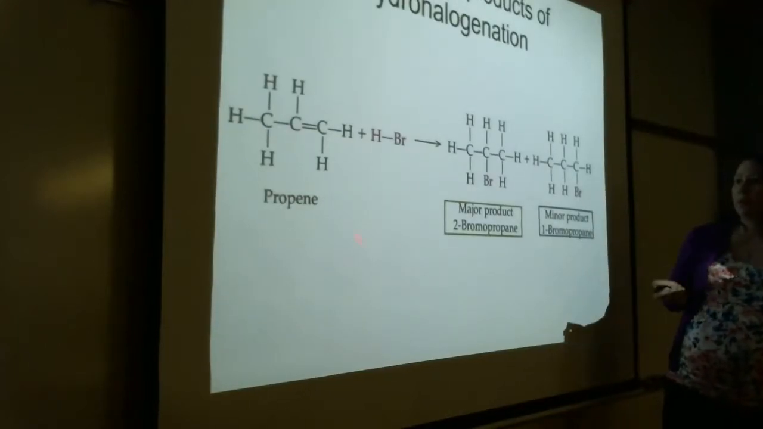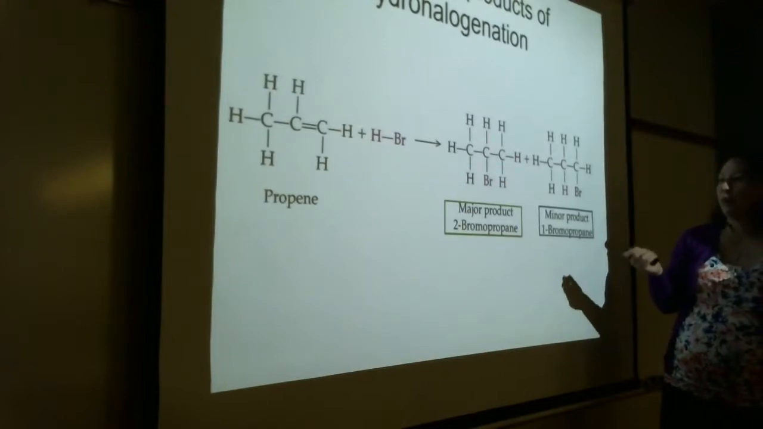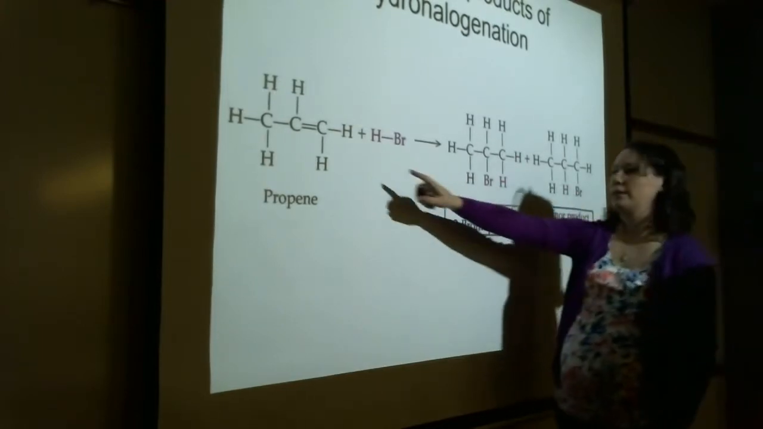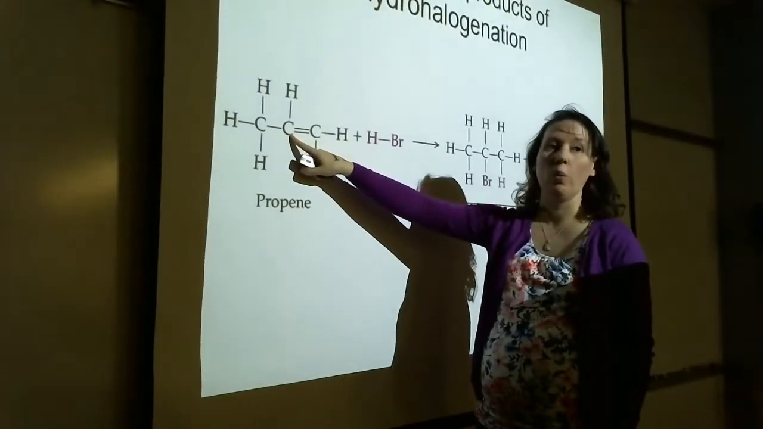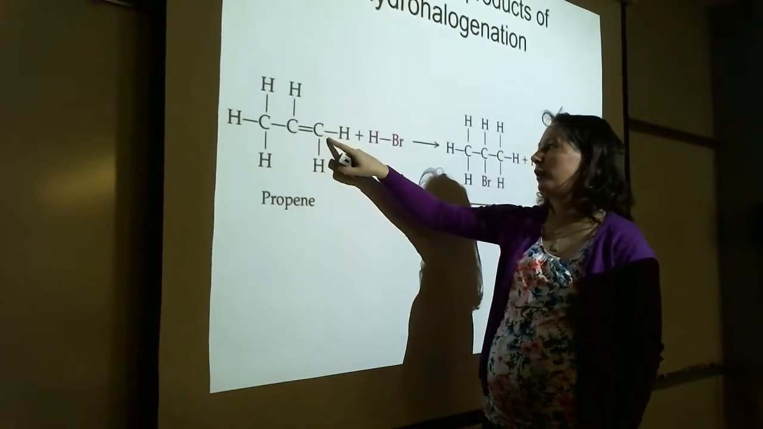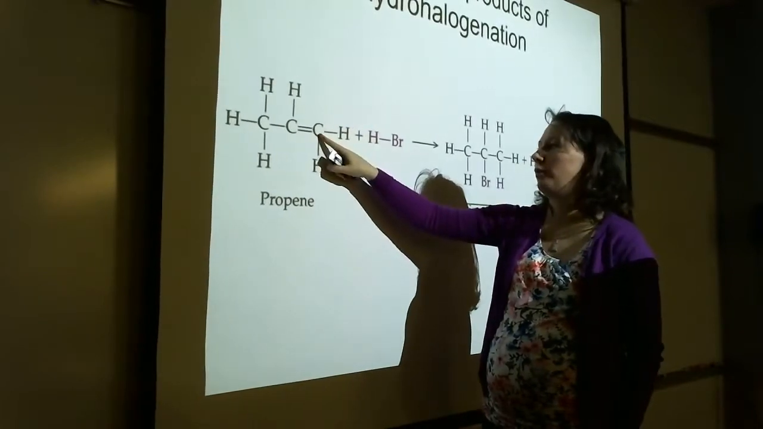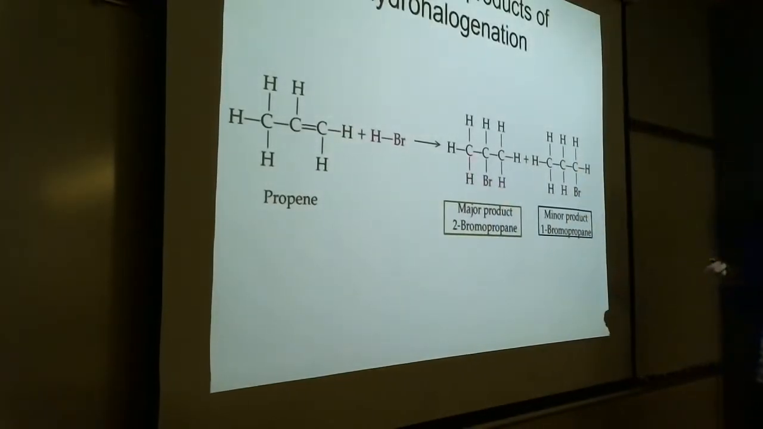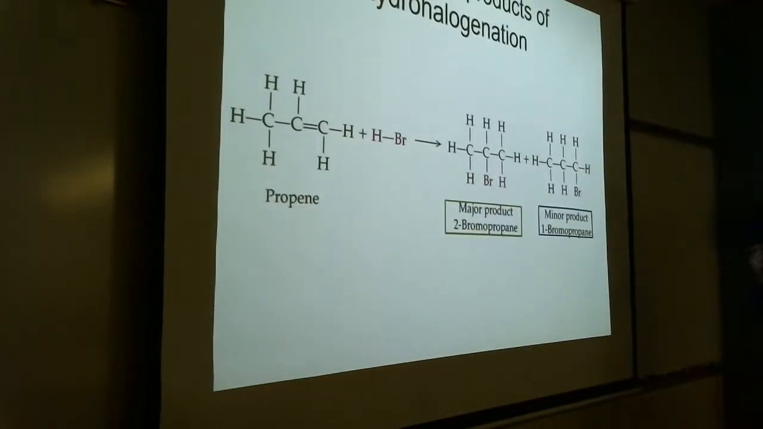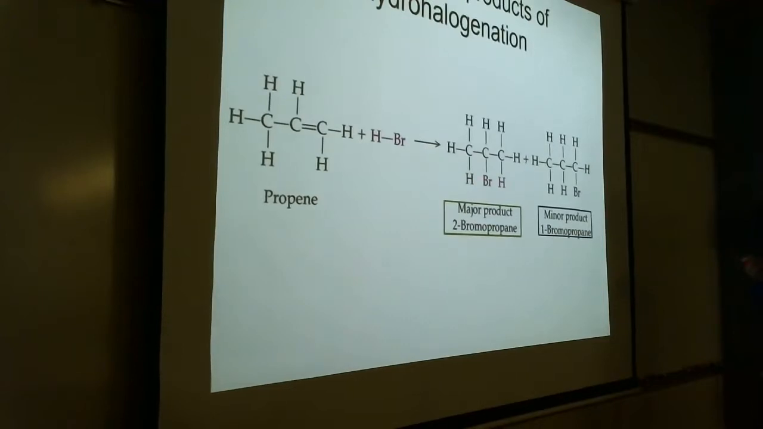So here's an example using propene, right? Why is this the major product? Well, because this carbon had two hydrogens initially, right? This carbon only had one hydrogen initially. The major product is the one where hydrogen goes to the carbon with the greatest number of hydrogens initially. So 2-bromo, you know how to name this, right? There's no alcohol here. So you can name this product. 2-bromopropane is the major product. So if I gave you this on a test, I would only be interested in you drawing the major product.